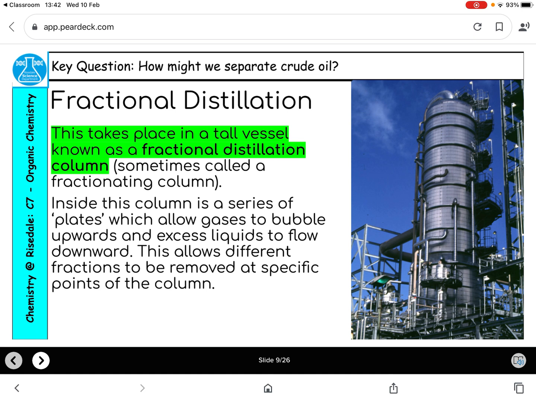The gas rises up the column and gradually cools. Different compounds in the mixture have different boiling points, so they condense, turn back into a liquid, at different temperatures. This means they condense at different levels in the fractionating column. Hydrocarbons with similar numbers of carbon atoms have similar boiling points, so they condense at similar levels in the column.